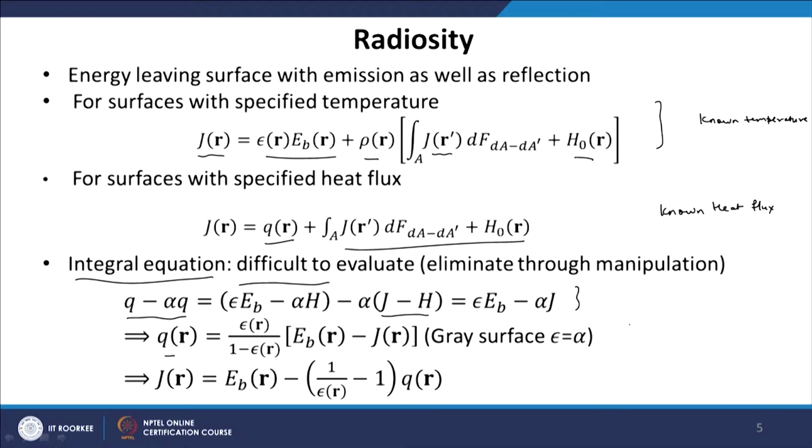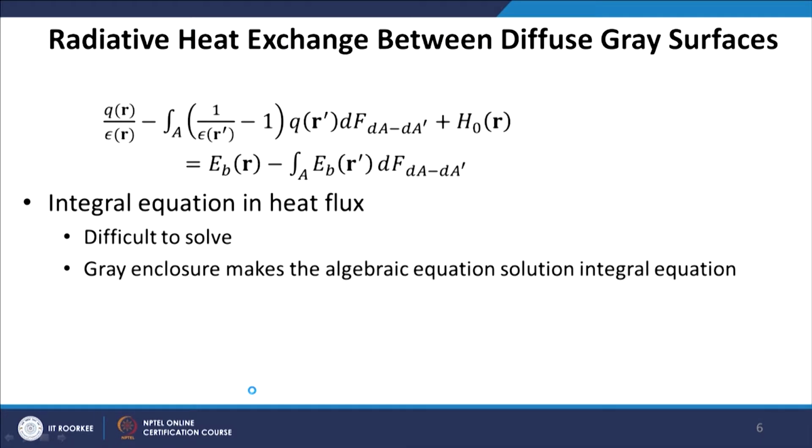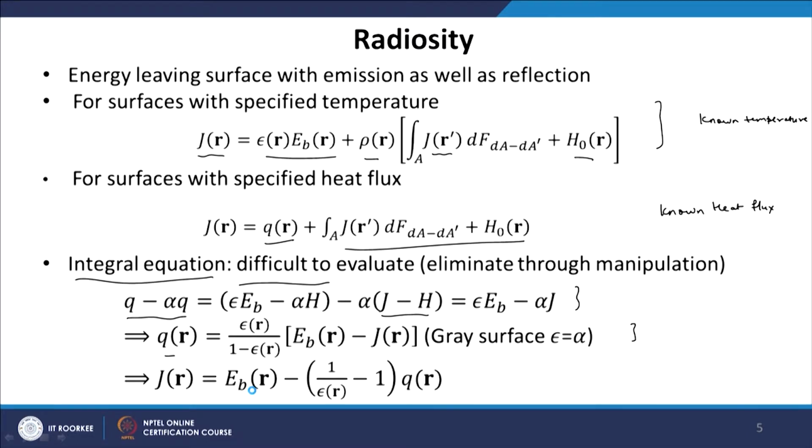So, this is the expression for the heat flux. Okay. Or in terms of heat flux we can solve for radiosity: J is equal to E_b minus (1 upon epsilon minus 1) Q. Okay. So, from this our problem has greatly simplified. What we have done is we have found a solution for radiosity, which was appearing in the integral equation, in terms of heat flux.